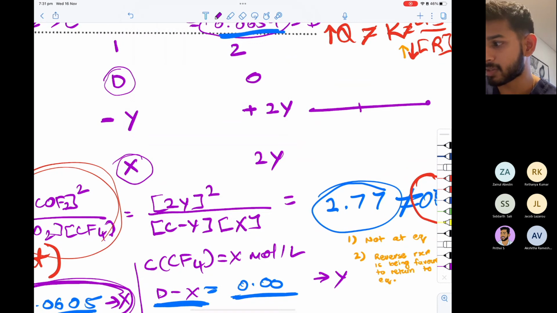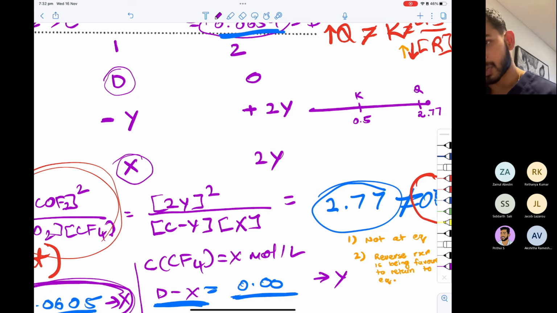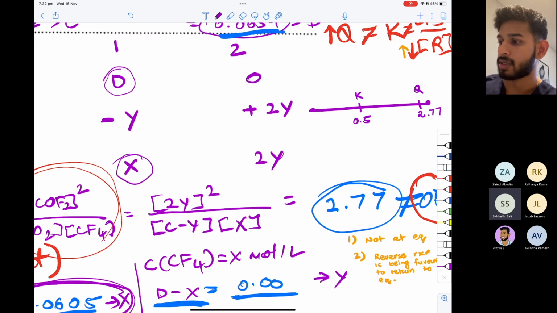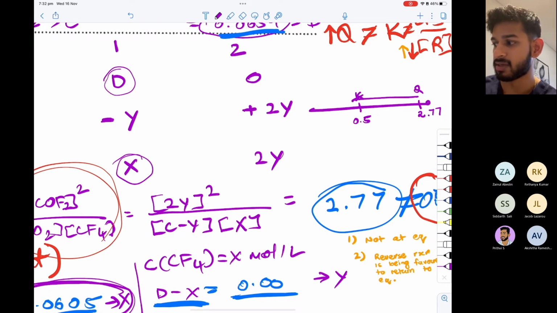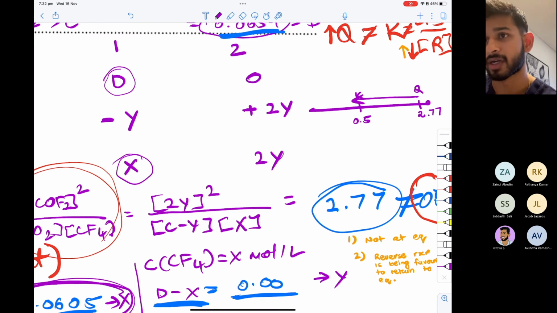Yes? K is 0.5. That's K. Where was Q, Sid? What was the Q value again? 2.77. Okay. Yeah, so you remember you just right there, right? So Q is 2.77. Now, Sid, all systems want to return to equilibrium, meaning all systems eventually want their Q to equal K. Which direction in our number line do we have to go to return to equilibrium or K? Towards the left. Exactly. So in 1 second, Sid could tell me now in future that the reverse reaction is going to be favored to return to K.